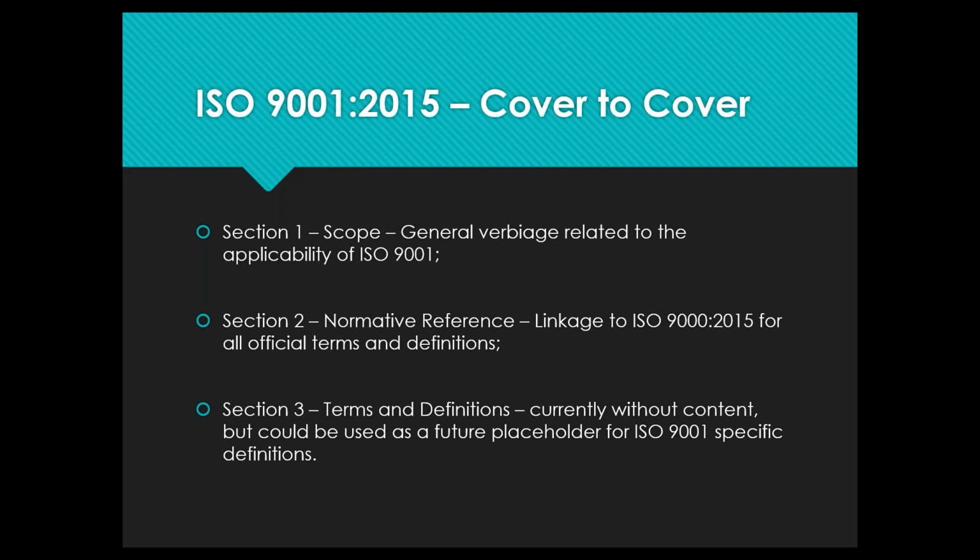Section 3 is entitled Terms and Definitions. Currently, there are no other terms and definitions. Basically, all of the terms that need to be defined are in ISO 9000. Now, that may change in the future. It's possible that future editions of ISO 9001 will have the need for one or more official definitions that aren't available in ISO 9000, but currently Section 3 is without content. That's not the case in many other ISO published standards. Section 3 at times can have dozens of documented or defined terms.